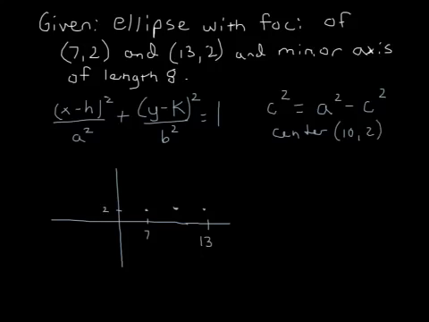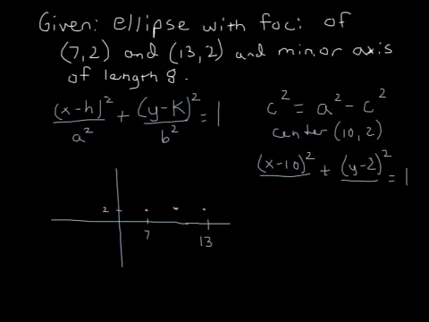Okay, with that in mind, I'm already halfway through my equation. I have 10 to the right, so that's (x minus 10) quantity squared, some unknown denominator. 2 up, so that's (y minus 2) quantity squared, some unknown denominator, equals 1. Basically, I'm going to fill in those pieces. My minor axis of length 8.